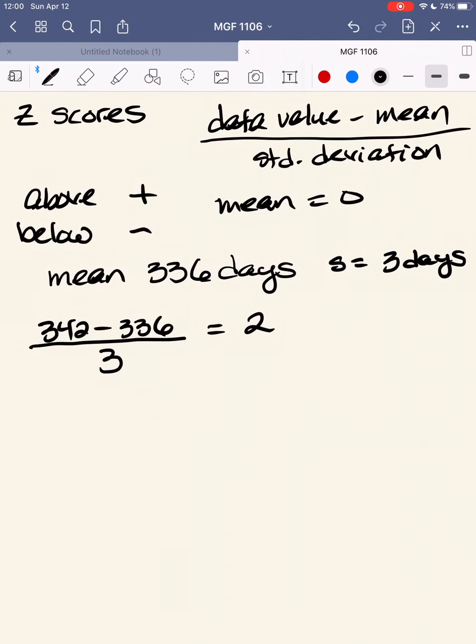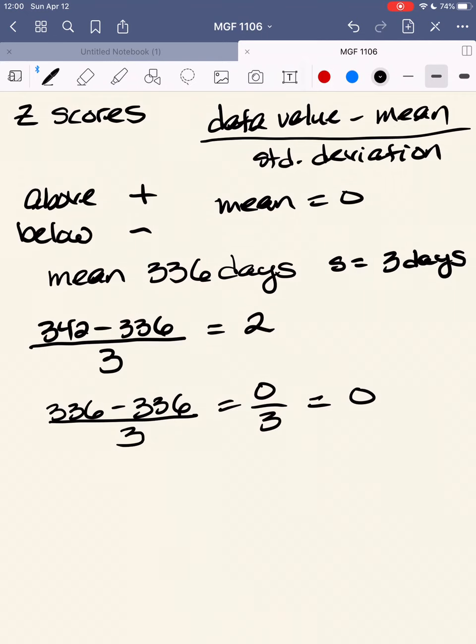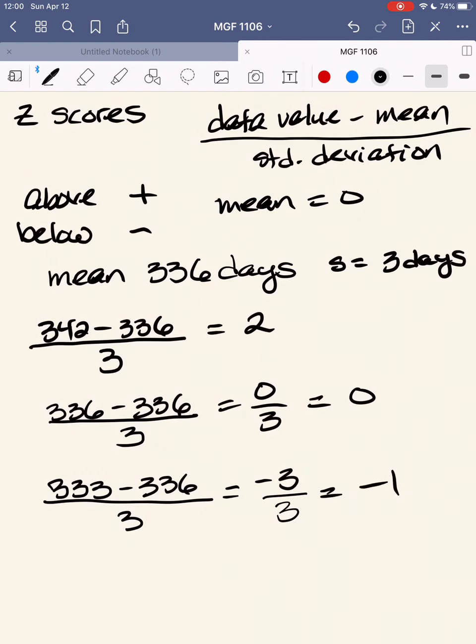If I have 336 days, and subtract the mean of 336, divide by 3, that means I have 0 divided by 3, which is just 0. So that was my mean. If I have 333 days and subtract my mean of 336, that gives me negative 3 over 3, which is just negative 1.